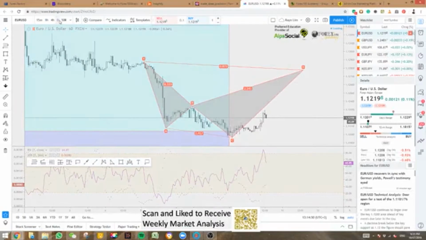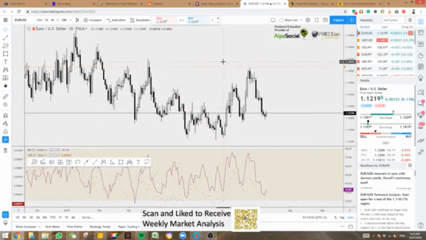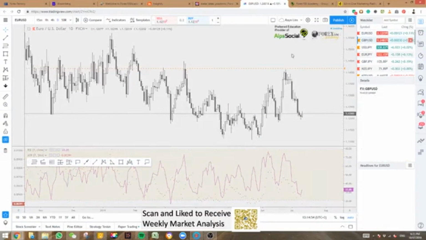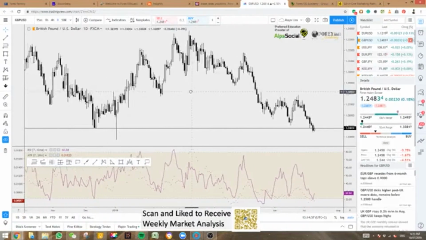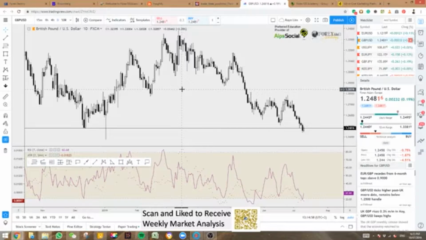Alright, so head down to pound dollar. On pound dollar, the daily chart is the inverse of euro dollar. Why? Euro dollar is showing a bullish trend across all 3 time frames. Pound dollar is showing the exact opposite. So it's showing a selling opportunity.